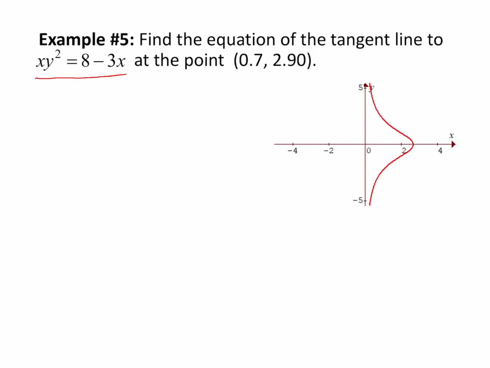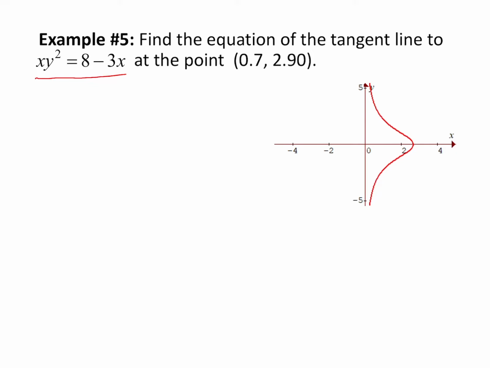So the graph for xy squared equals 8 minus 3x looks like this. And we want to find the tangent line, the equation of the tangent line at the point 0.7, 2.90. And you can see that it's important that the y-coordinate is specified because there are 2 points on here where x equals 0.7, one on the upper part and one on the lower part.